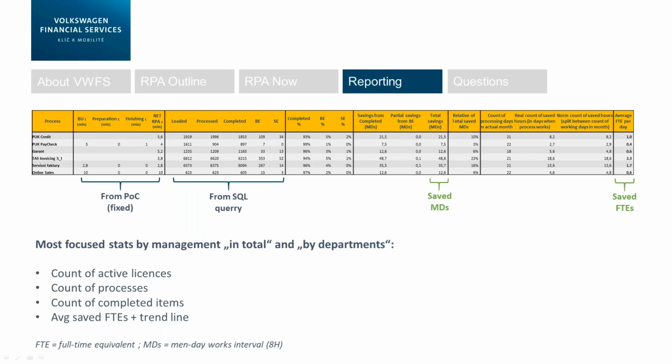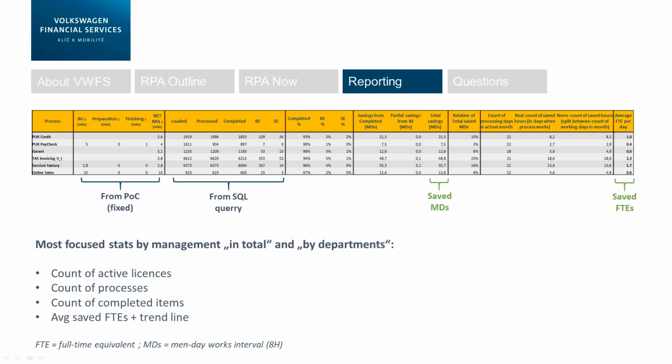In simple terms, when we multiply net RPA time by the sum of completed items, we get the total saved man-days of work per process. And when this number is divided by the number of working days in the reported month, we get the average FTE per day per process. That is for us actually the most focused measured statistic. For management, we aggregate values to totals or to groups split by departments.